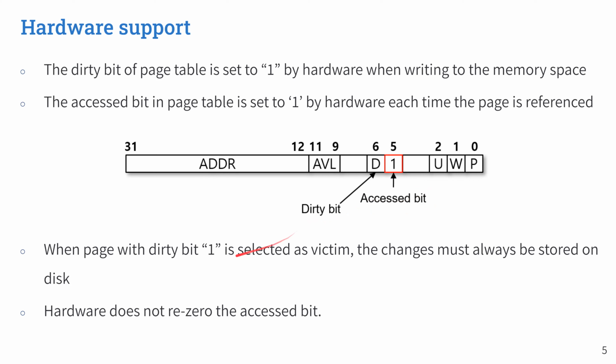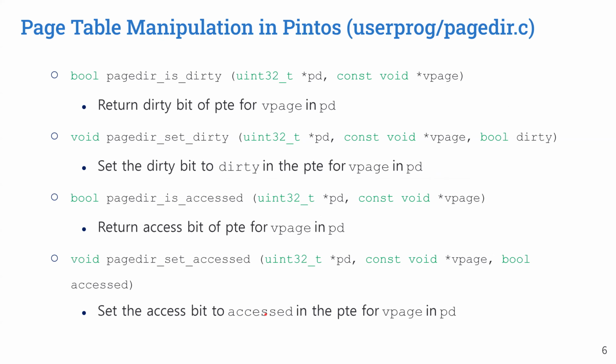So when a page with the dirty bit set to one is selected as a victim by your victim selection algorithm, the changes must always be stored on the disk. And note that the hardware does not reset the access bit, so this should be done by the software, the kernel program. Unlike a real OS, you should manage this dirty bit and access bit by yourself in Pintos.